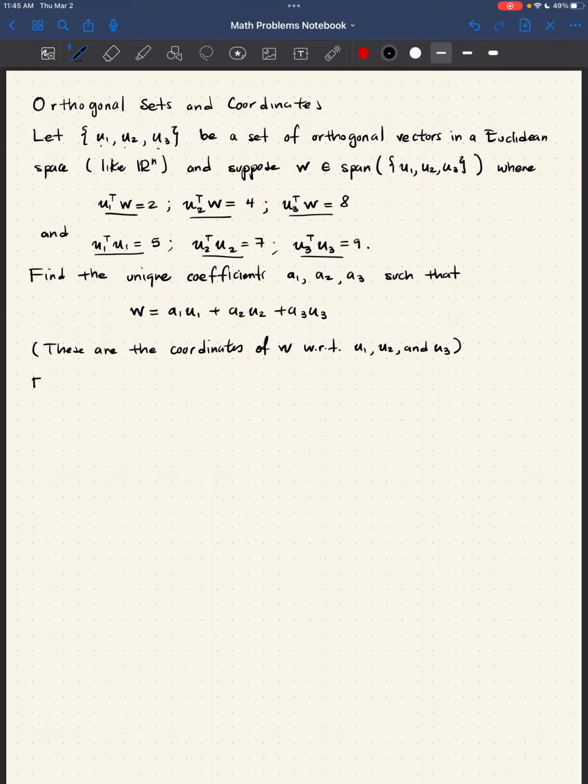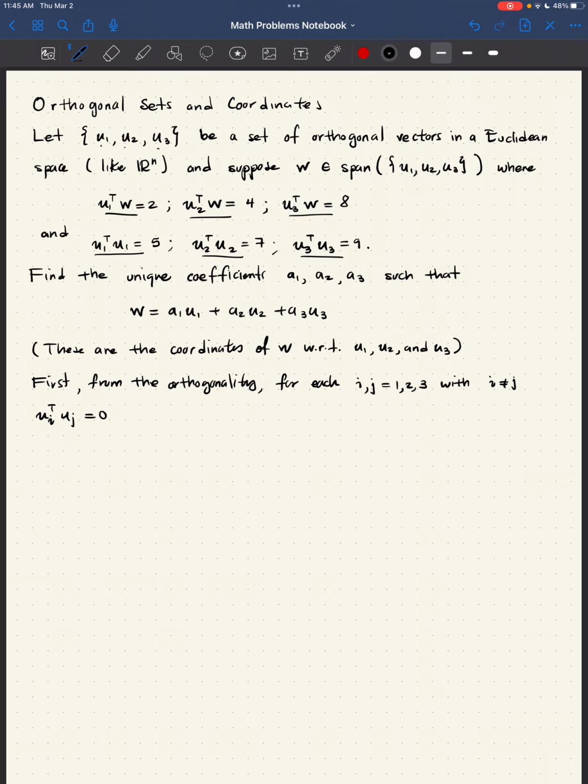First, from the orthogonality of the set, we have this. For each i and j in this range, with i different from j, we have that ui transpose uj is equal to 0. That's exactly just bringing in the definition of an orthogonal set.